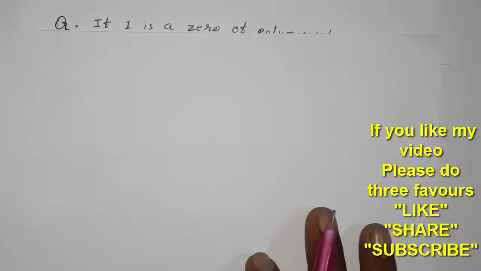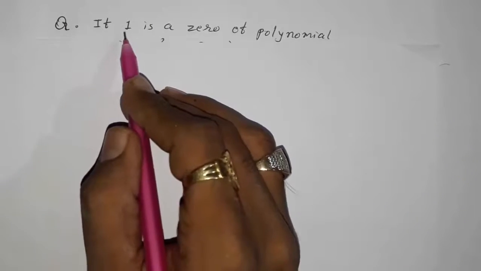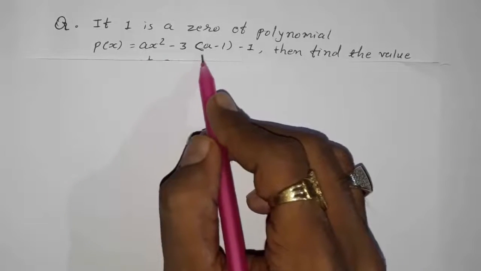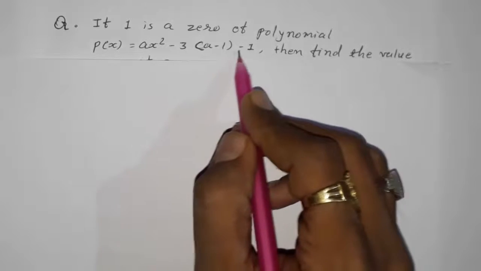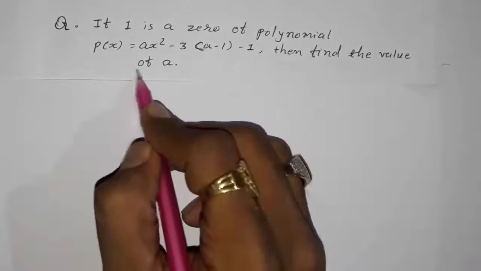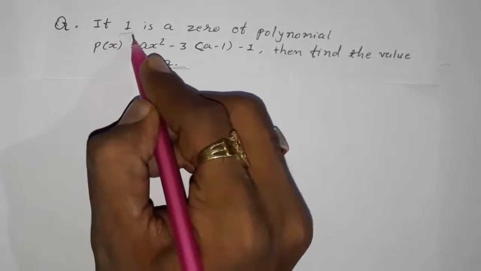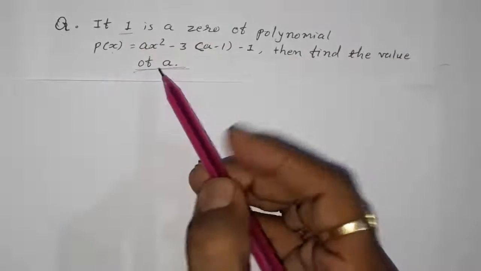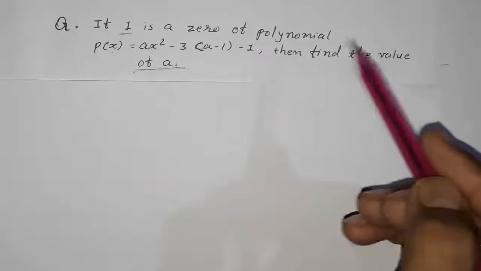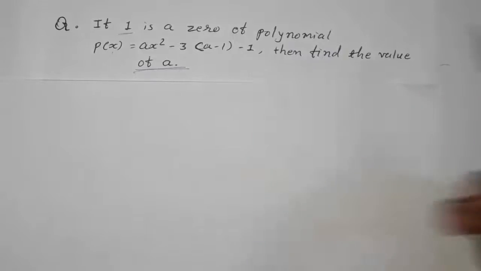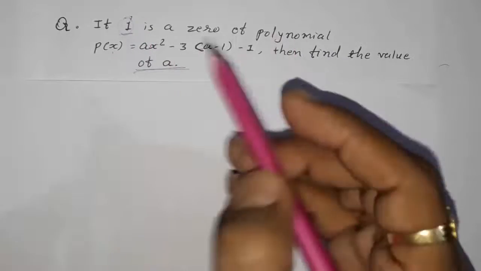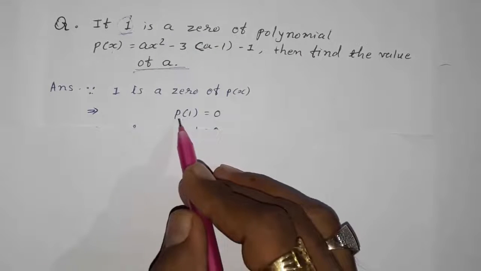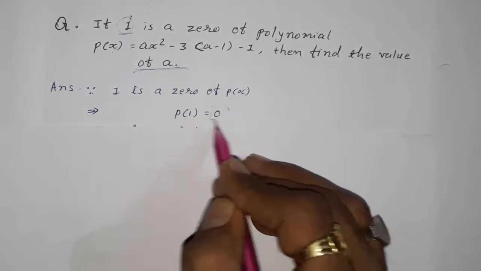Look here, in this example: if 1 is the zero of the polynomial p of x equals ax square minus 3 into bracket a minus 1 into x minus 1, then find the value of a. Look here, directly they have given 1 as the zero, so now we have to put 1 in the place of x. But in the previous question, x plus a was a factor, so we had to find the value of x. Here directly 1 is given as the zero, so we directly put 1 in the place of x. So 1 is the zero, so when I take p of 1, we will get answer 0.